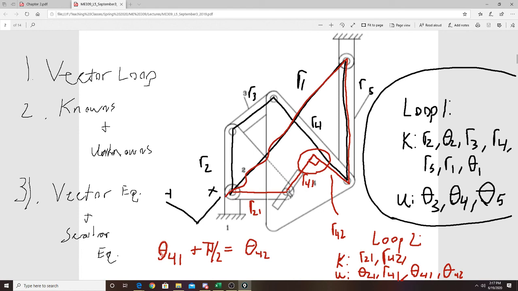So if you look at this, R41 is here. It's going this way. If you add pi over 2, you would now get on this line, right? You guys can agree. I think that's how they wrote it. Yeah, that's how they wrote it. But you could do the reverse as well. You could do theta 42 minus pi over 2, right? But I wrote it that way. So that's the first equation, right? So this is equation 1. Equation 2.